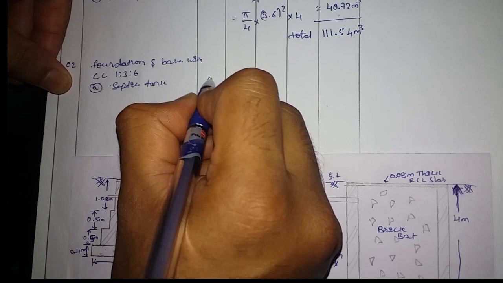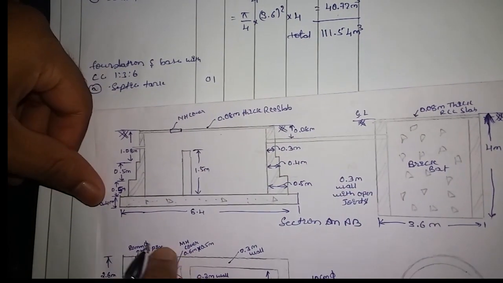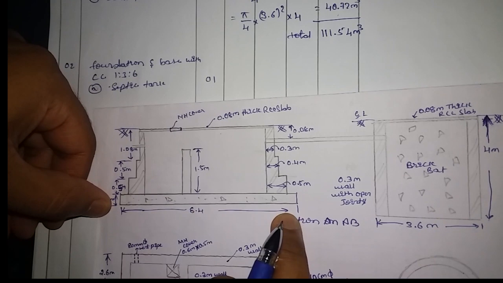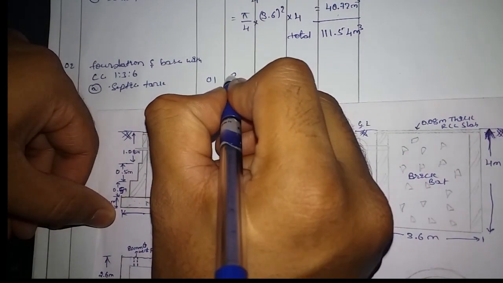So it will be number 1. Only one number, only 1. You can see it in the foundation base, that is a CC bed. So if bed length is directly given, it is 8.4.